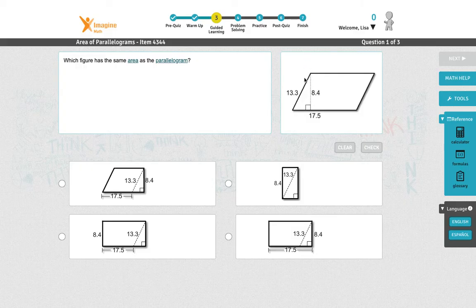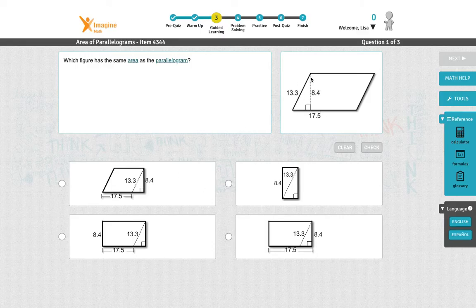So when I'm working on this in Imagine Math, I've got that perpendicular line right here, meaning that the height is my 8.4. Okay, that means that the base is 17.5. So when I'm looking down at my options, I'm looking for something that still gives me the height of 8.4 and the base of 17.5.